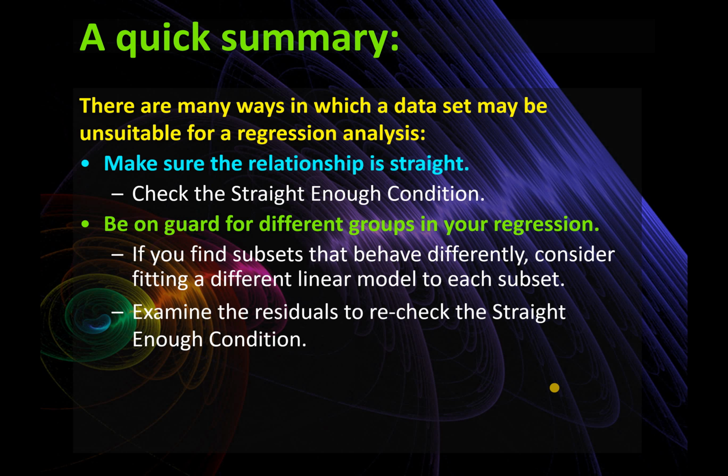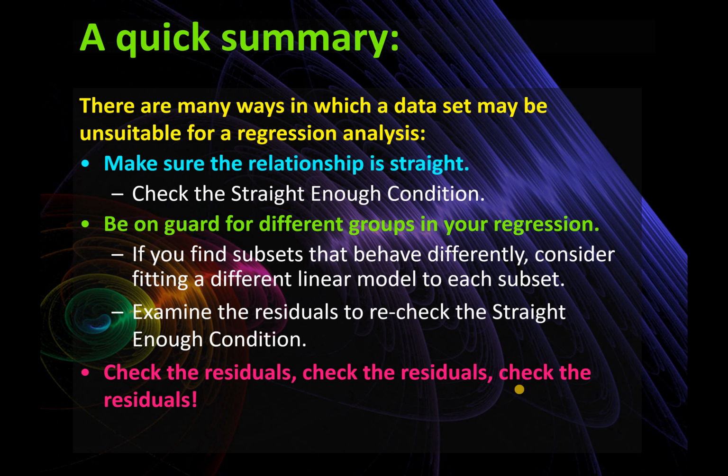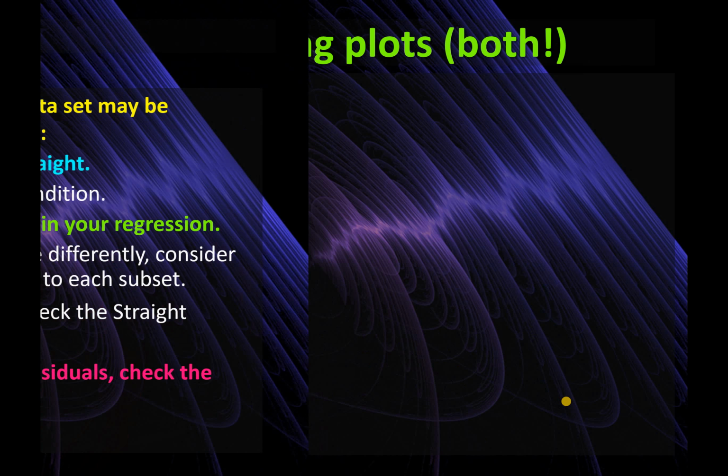When you've got different groups, it often behaves differently. So we always want to take a look at that and make sure that our straight enough condition works, which we can re-examine in our residuals. Because just because it looks like it works for one part doesn't mean it's going to work for the whole thing. And the residuals really tell us the whole story. Anything we might have missed by looking at the original data plot should show up in the residuals and help get us started in the right direction.